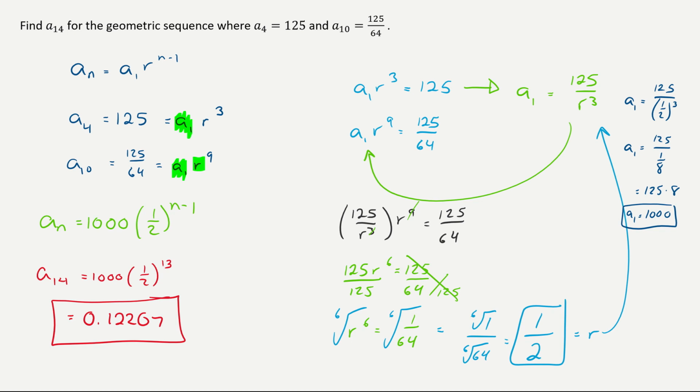So we had to use a system of equations and then substitution to be able to find a sub 1 and r. Just remember, whenever you want to write the rule for a geometric sequence, you need to find both the first term and the common ratio.